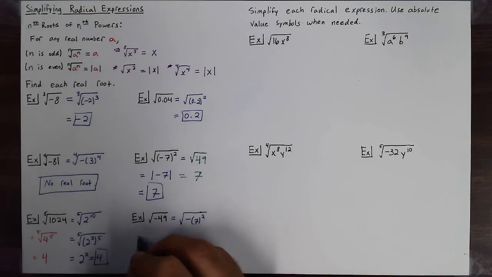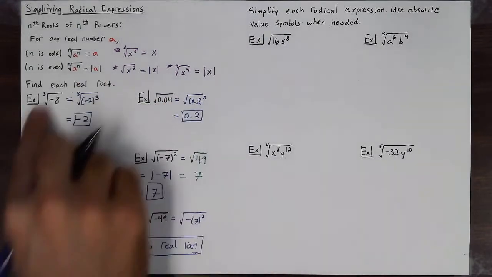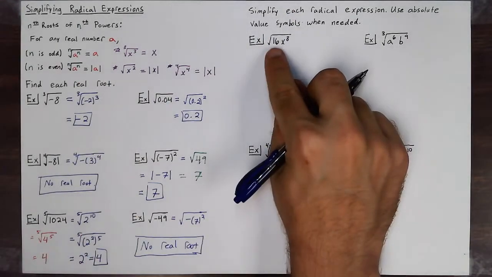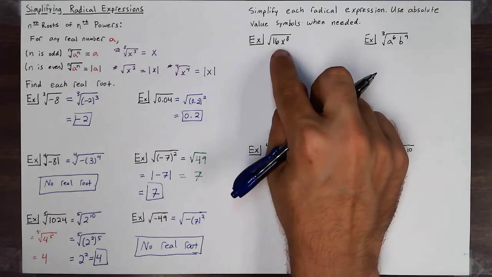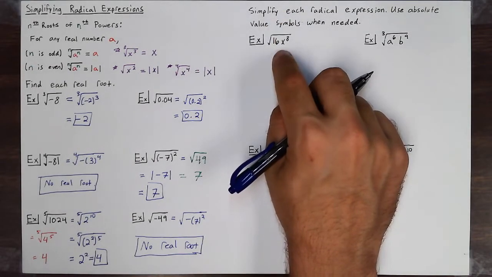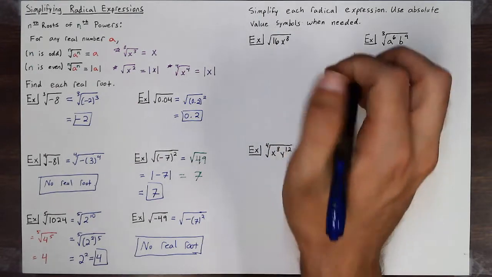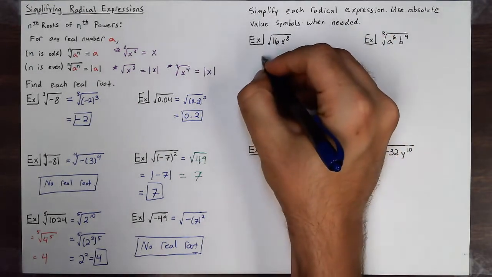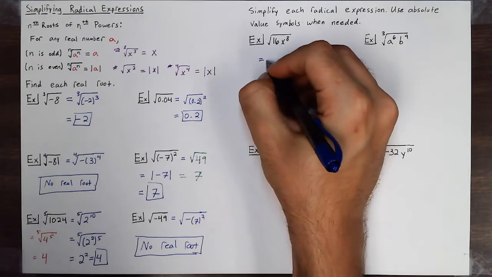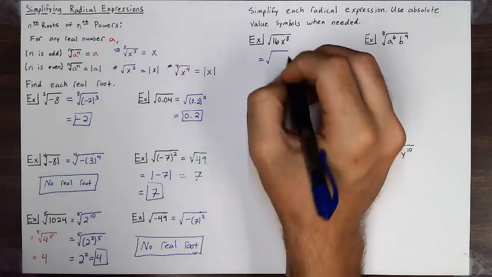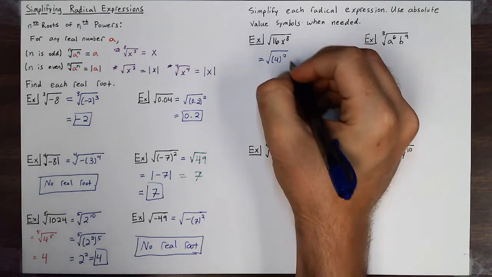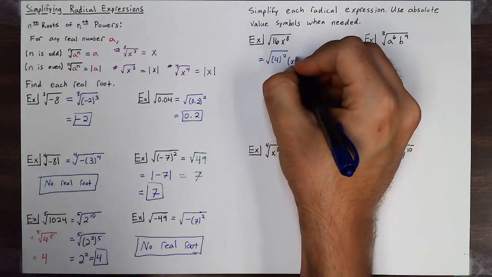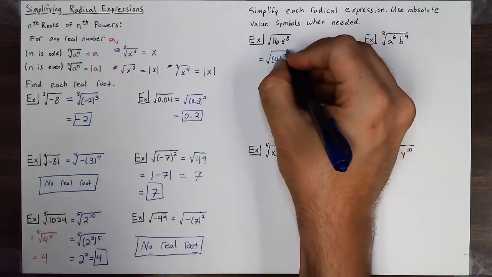Now let's look at this with some variables, because now I showed you how to do it with numbers. If you have variables involved, x could be positive or negative. So I'm taking the square root of 16x to the 8th. I'm thinking to myself, what number squared gives me 16? 4 squared. And what number squared gives me x to the 8th? Well, it's x to the 4th squared.